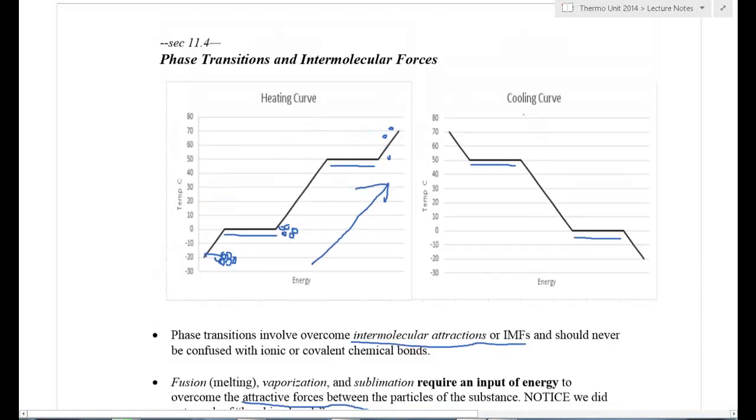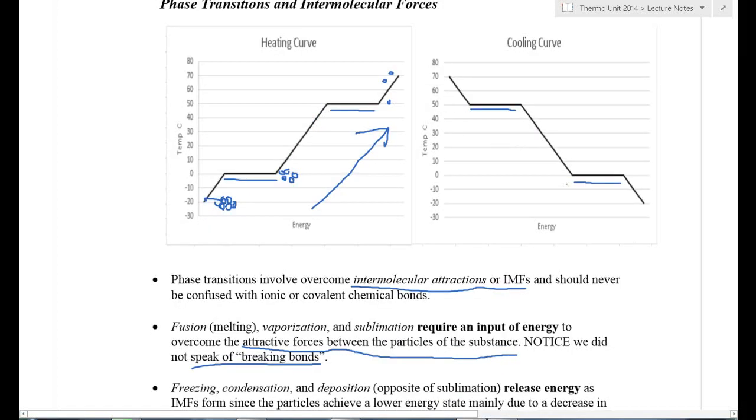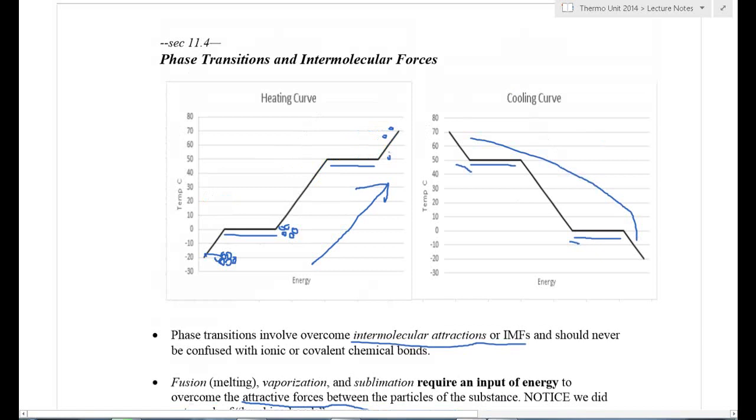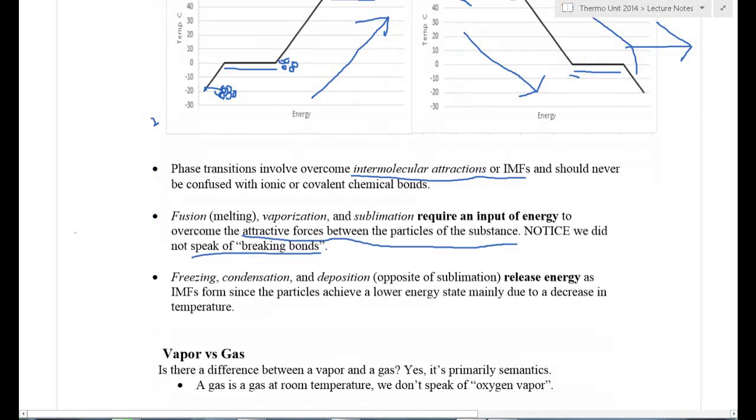Now, on the other hand, in the cooling curve, freezing, this is freezing, condensation, and deposition, which is the opposite of sublimation, require an energy release. So the energy is being lost to the surroundings when these changes occur. Okay. So we release energy, we release energy as the IMFs form, as the particles come back together and achieve a lower energy or more stable state.